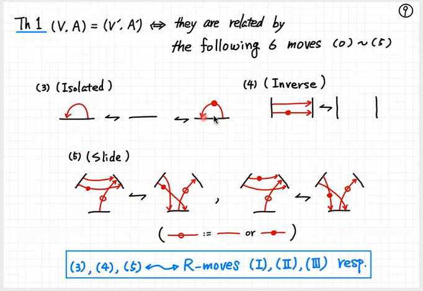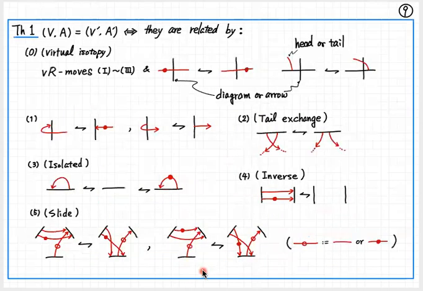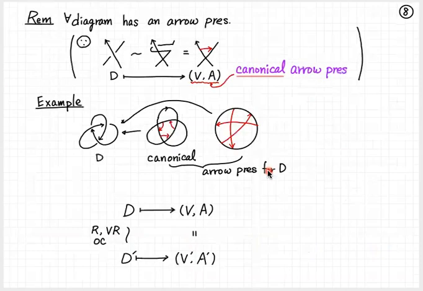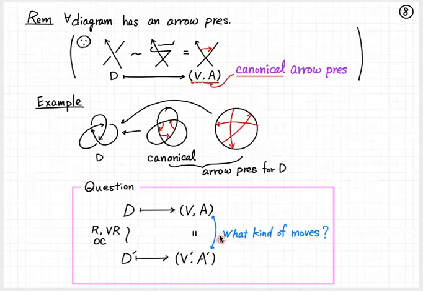And these three moves correspond to Reidemeister moves 1, 2, 3, respectively. So this is a summary of moves. So Theorem 1 means two arrow presentations are equal if and only if they are related by these six moves. Okay, this is the answer to this question.